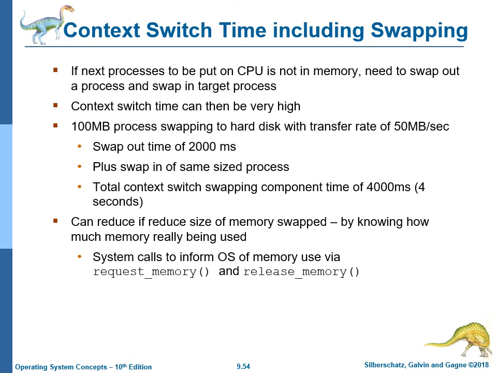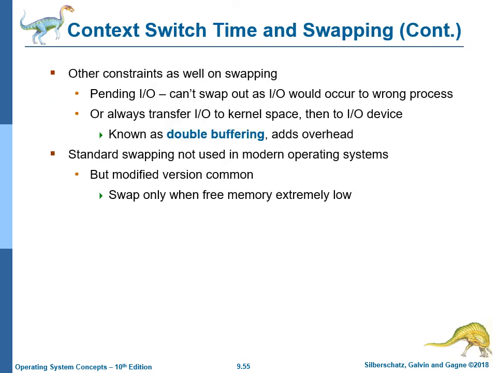In order to have a good transfer rate. Otherwise it will be slower. So this is a constraint on swapping. Sometimes when you have double buffering, it causes the swapping technique to become slow.